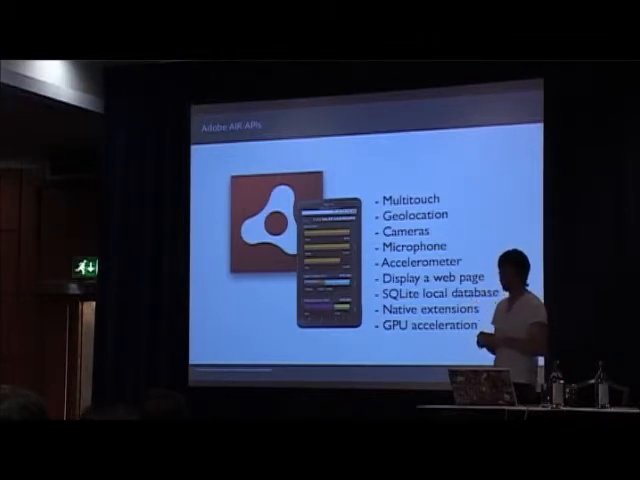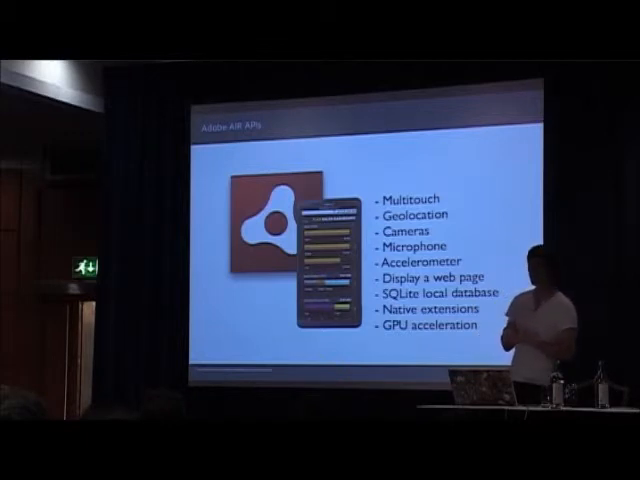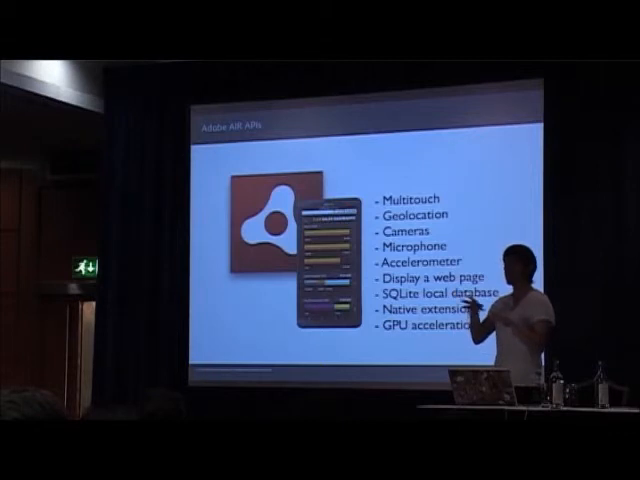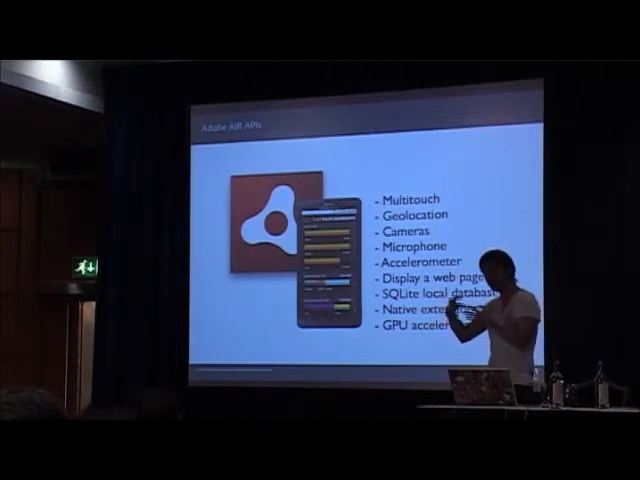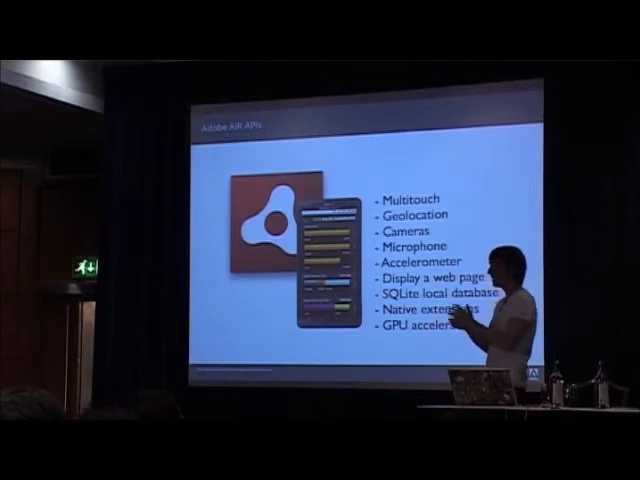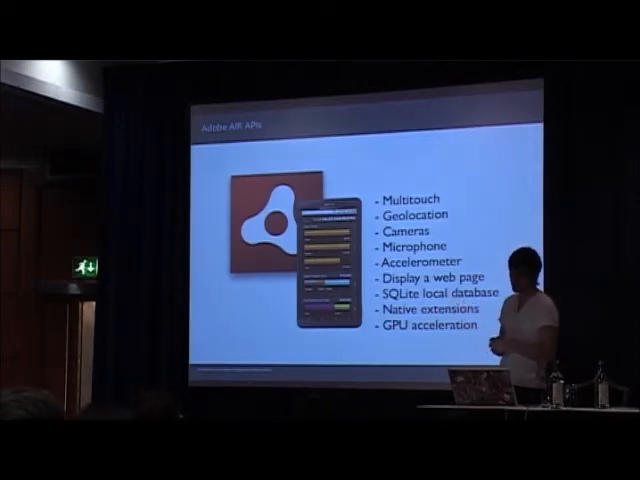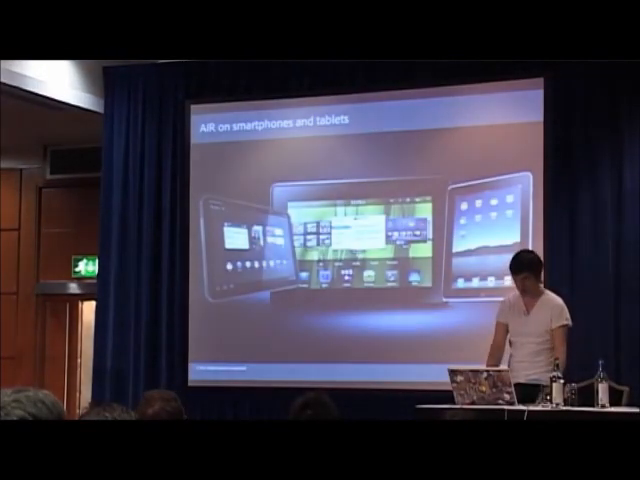You can also use native extensions. Today this is available on the desktop. So you can write your own Java library and directly embed this library inside your Flex app, and then they can communicate. And we are working on it also for mobile devices. And GPU acceleration, hardware acceleration, of course, for performance.